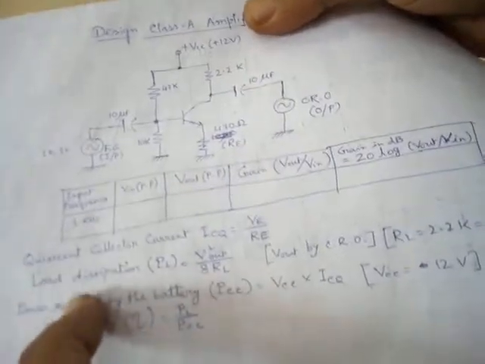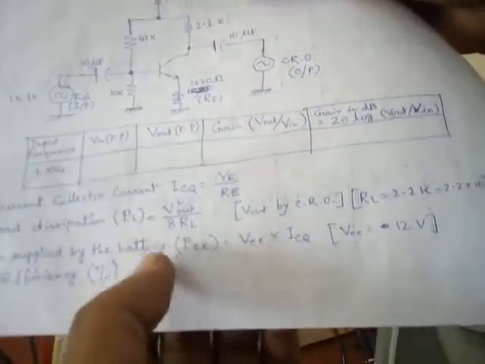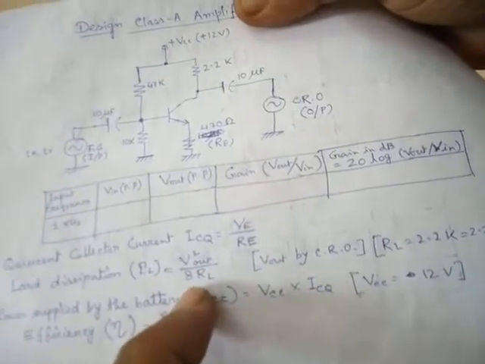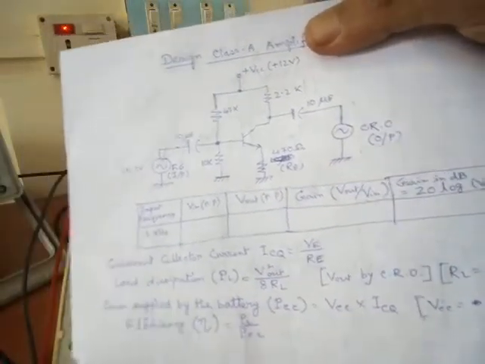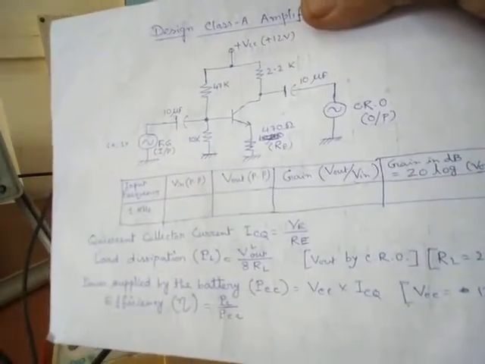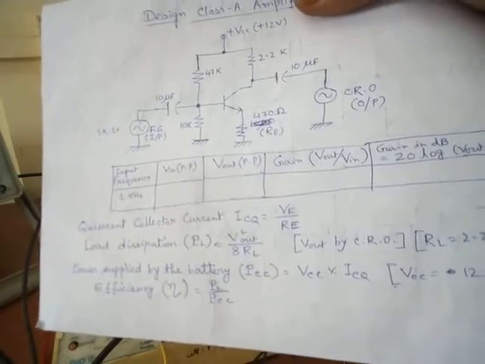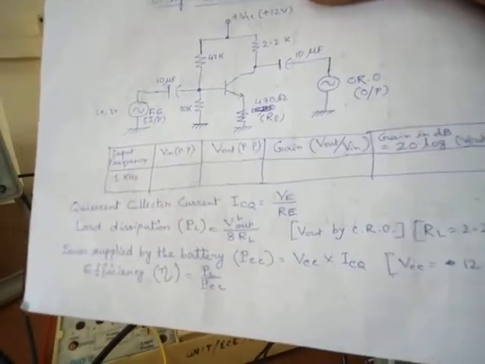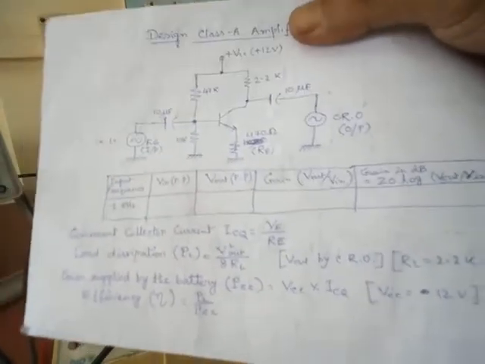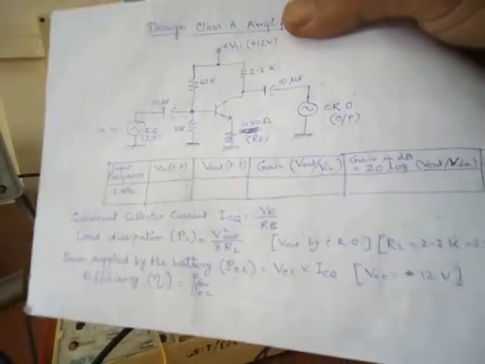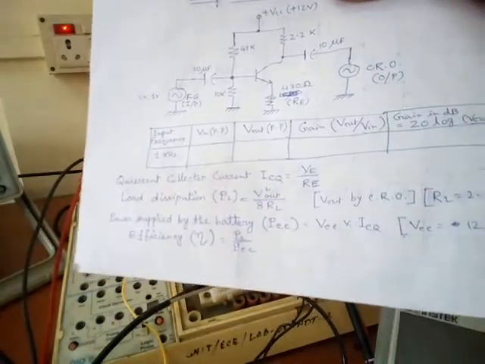Next, load dissipation, that is PL. PL equals V out squared by 8 RL. V out means the voltage we measured at CRO, that is 3.2 volt we already measured, and by 8 RL. RL means load resistor, that is 2.2k, that means 2.2 into 10 to the power 3 ohm. So we can calculate PL from this side.